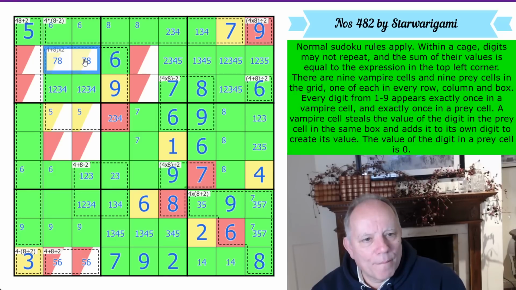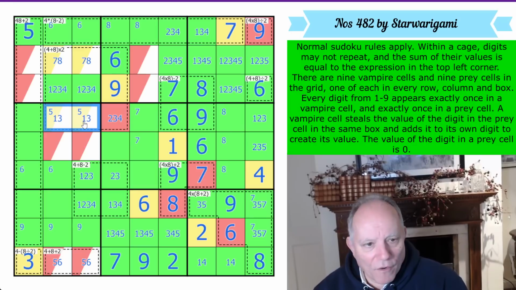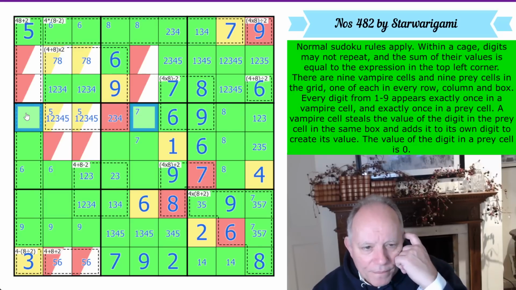Now, okay, in the box, we've had 6, 7, 8, 9 in the cage. So these digits are from 1, 2, 3, 4, 5. And they include a yellow 5. And we've got 4 of the 5 low digits in this row. 7 is either going there or there.